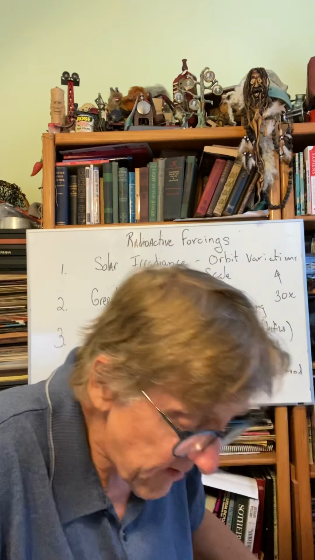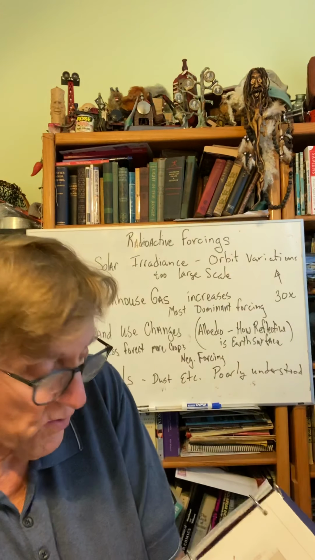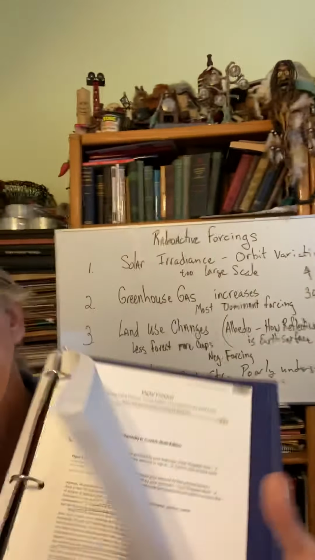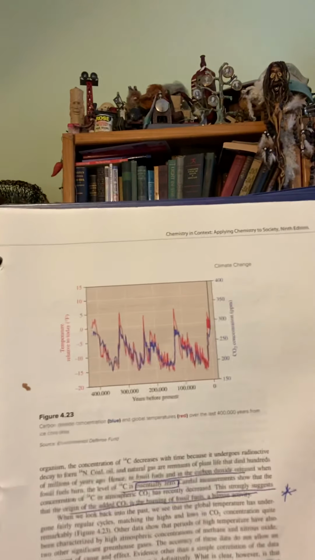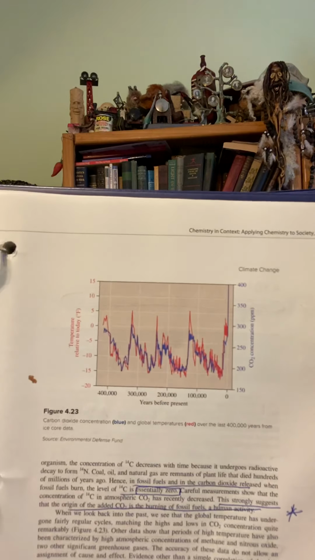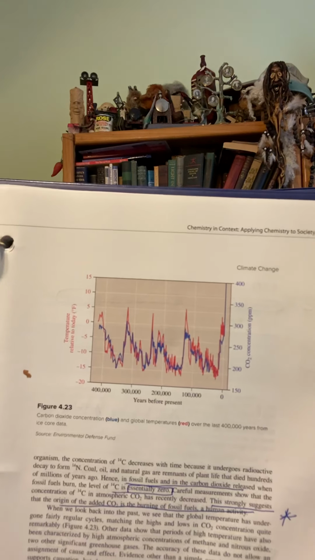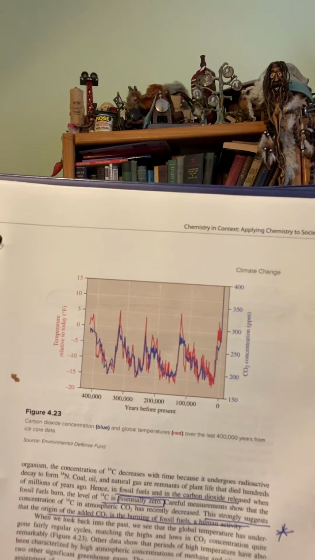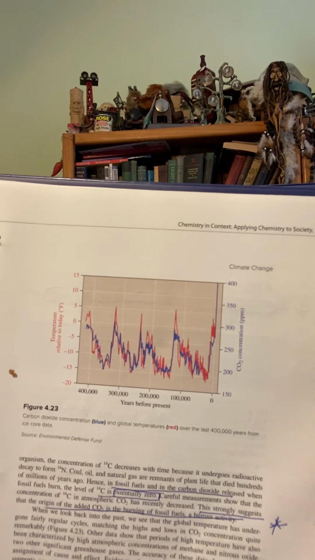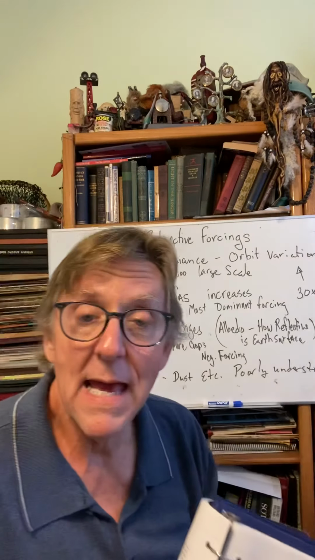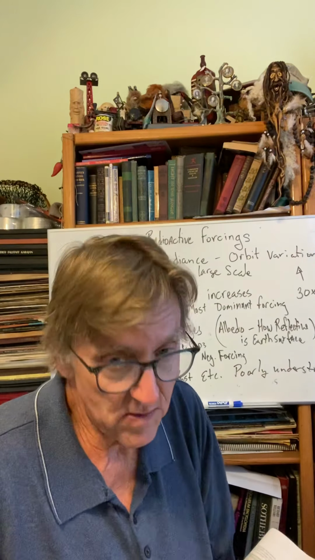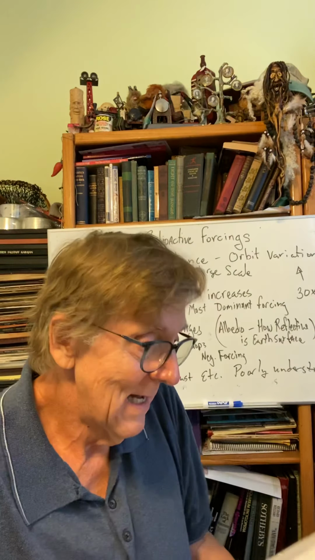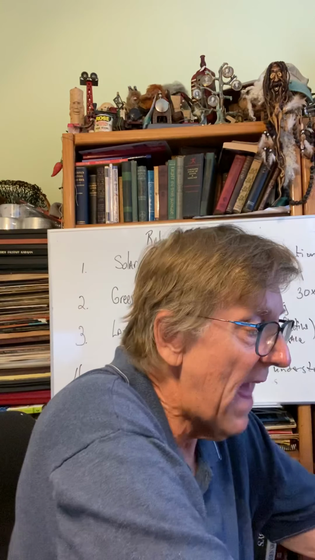In your book, it's figure 4.23, and I'm not going to try and draw it. Let's see if I can show this. We have a red line and a blue line. One of those lines is CO2 level and the other line is temperature, and you can see there is amazing agreement between the two. Okay, so enough on that.